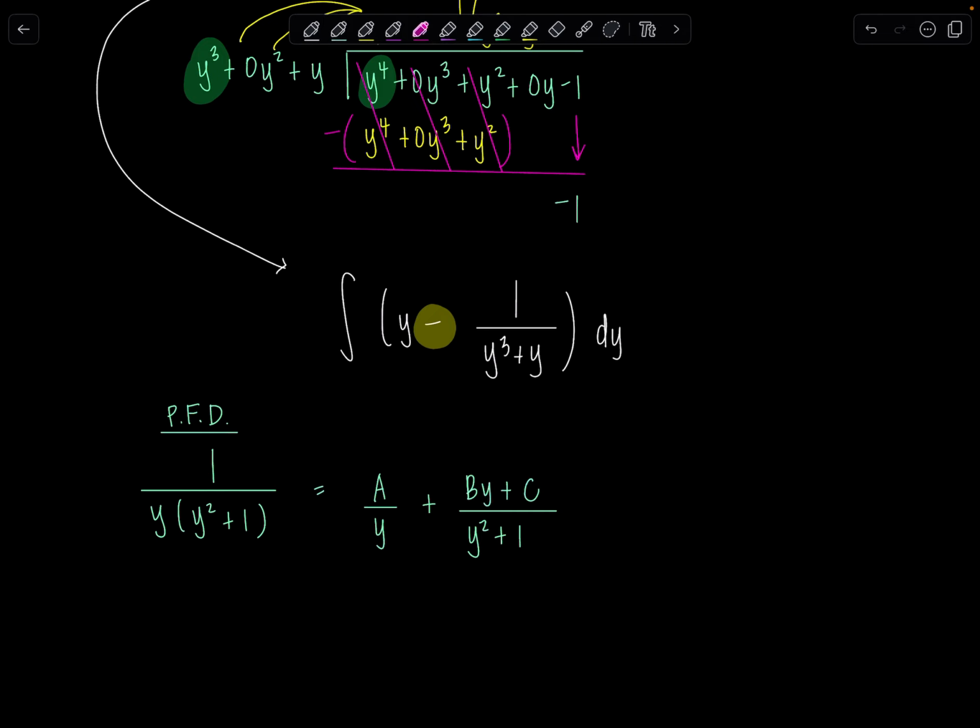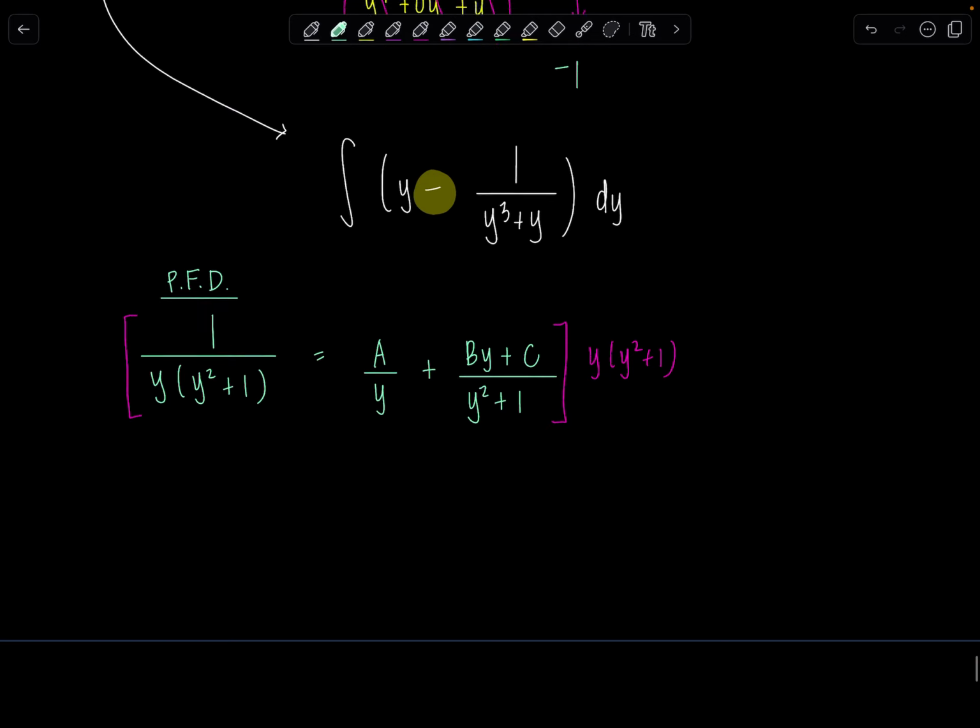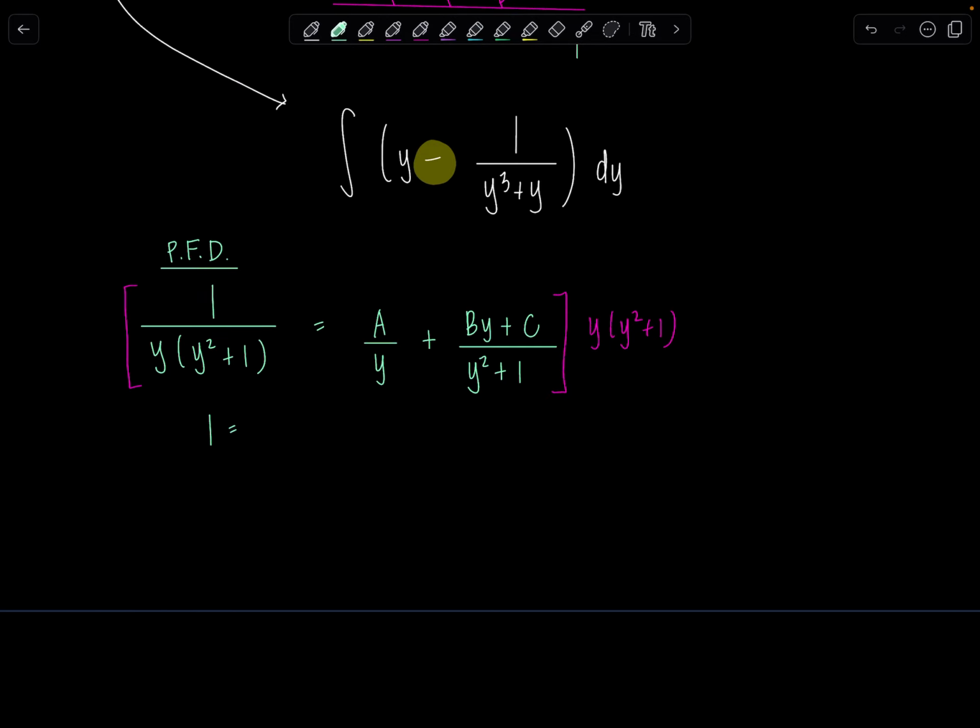And then next step, I multiply everything by the LCD, which is y times y squared plus 1. And then now we have 1 equals a times y squared plus 1 plus by plus c times y. Now my job here is to solve for a, b, and c. So let's go ahead and distribute everything out. This is 1 equals ay squared plus a plus by squared plus cy.